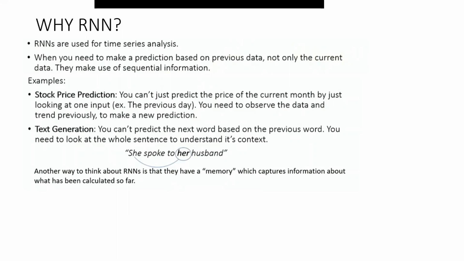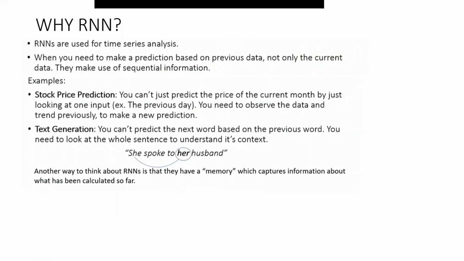You can't just predict the next word based on the previous word. For example, "she spoke to her husband." If you want to predict "her", you cannot predict it by just seeing the previous input, right? When your text generation algorithm predicts word by word, and it has to predict "her", the algorithm has to look at the contextual understanding of this particular text. So when "she" comes, that's why it comes to "her". You need to look at the whole sentence to understand its context, right?